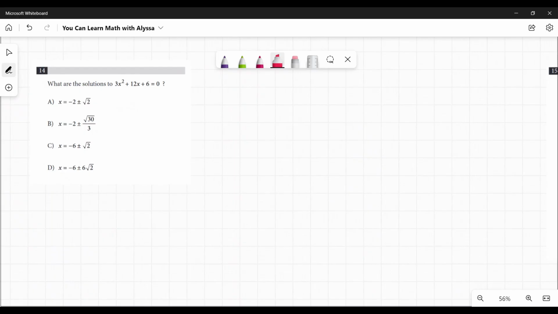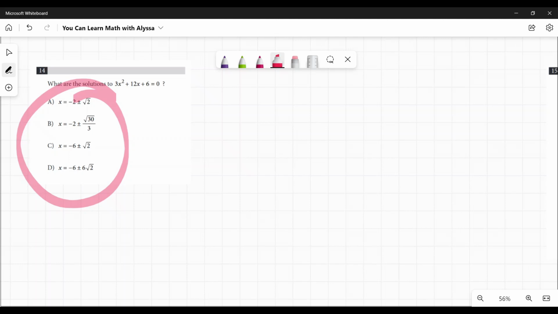What are the solutions to 3x squared plus 12x plus 6 equals 0? Right off the bat, and I do encourage people who are studying for the SAT to do this, always look at your answers first. You can get clues in the multiple choice answers that are provided to you. Here, every single one of these includes a plus or minus and a square root. What that should tell you, if you've studied your factoring, is that this won't be factorable.